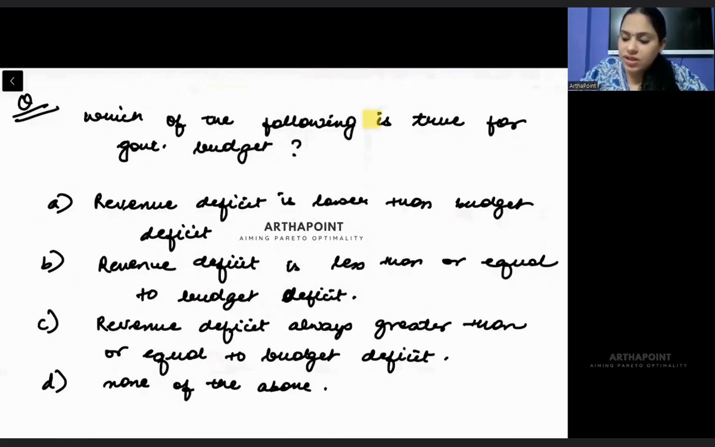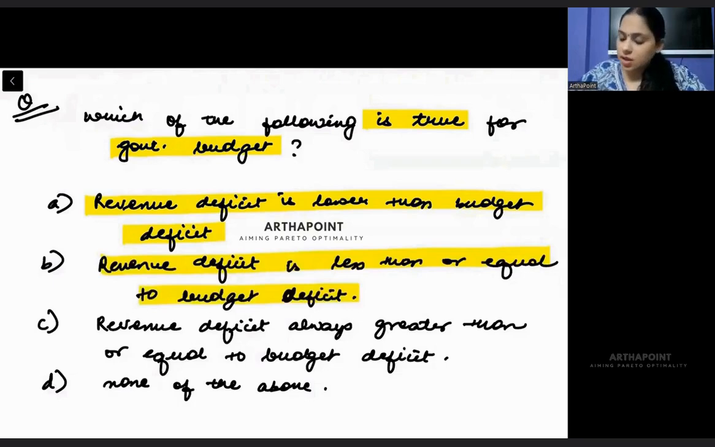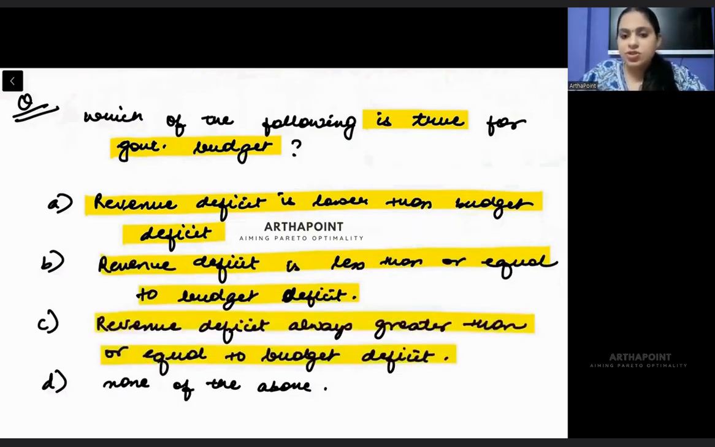Which of the following is true for the government budget? Revenue deficit is lower than budget deficit. Revenue deficit is less than or equal to the budget deficit. Revenue deficit is always more than or equal to the budget deficit, or none of the above. Try to pause your screen, read through the question, and try to do this yourself.